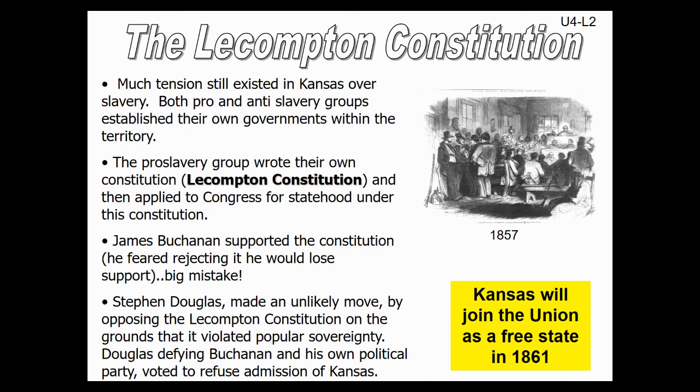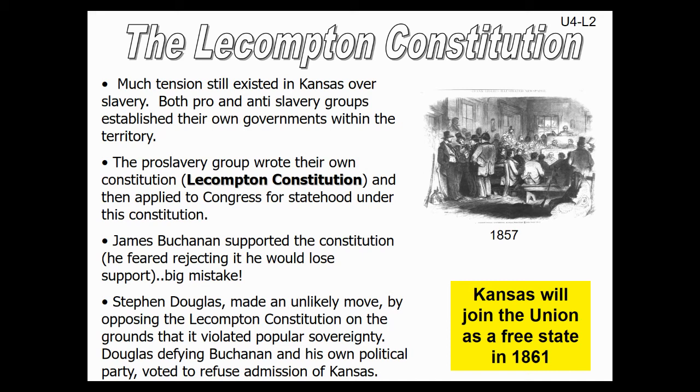Now, we will also see in 57 the attempt of the Lecompton Constitution. A lot of issues over Kansas with Bleeding Kansas and the Kansas-Nebraska Act. Both pro-slavery and anti-slavery groups are going to try to establish their own governments within the territory. The abolitionists, the anti-slavery people, try to create what they call the Topeka Constitution, which would create a free state of Kansas. But the pro-slavery group wrote the Lecompton Constitution, which would make Kansas into a slave state.